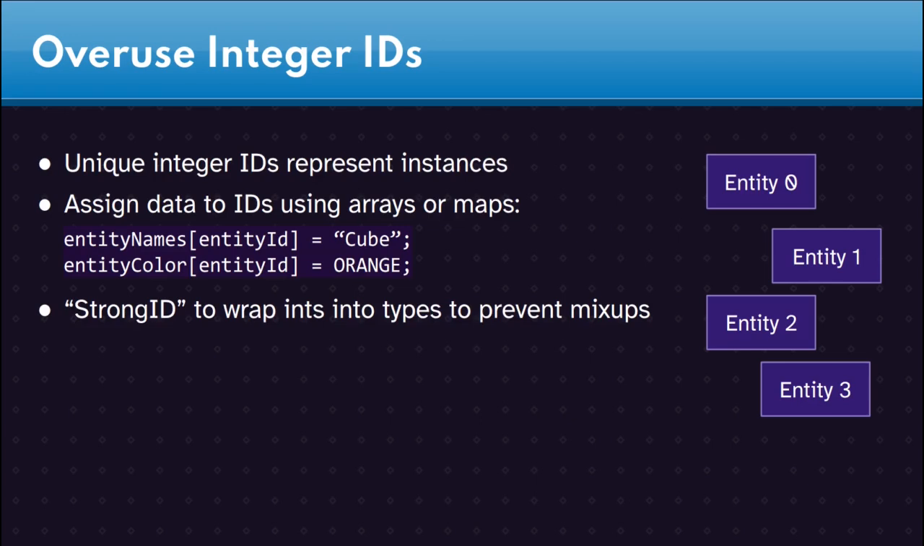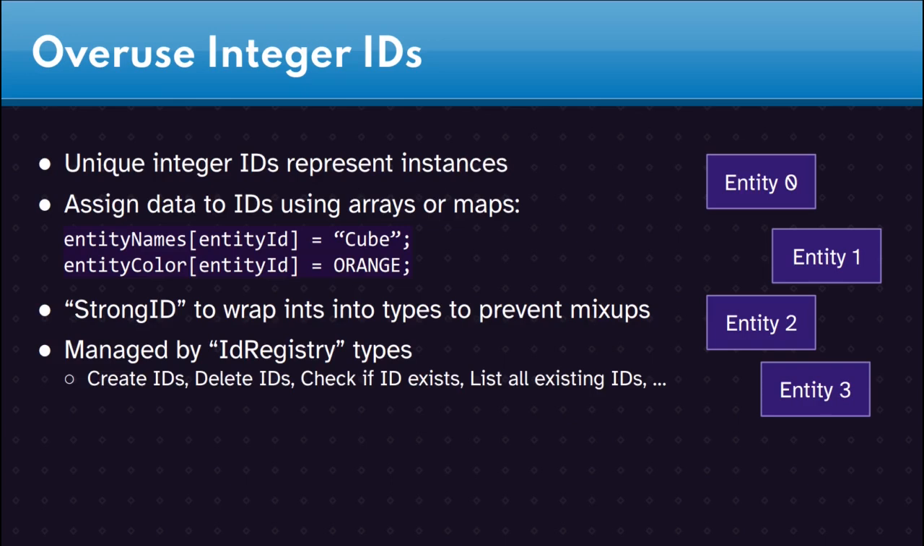And since we're going to have things like part IDs, node IDs, machine IDs, entity IDs, and other things, it's really easy to get them mixed up. So there's something in the code called a strong ID that would wrap these into stronger types. And that would prevent mix-ups a lot of the time. And so there's something called an ID registry type. And this is something that would handle creating, deleting, and checking if IDs exist or listing off all the IDs that are currently present. The IDs that it generates start at 0 and would increment.